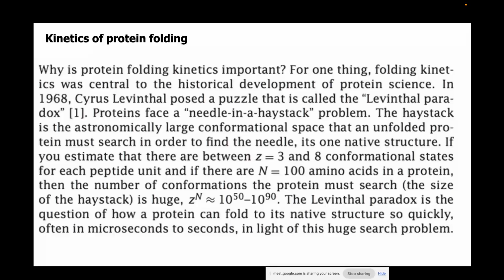In 1968, Cyrus Levinthal, we are going to talk about the Levinthal paradox a little bit later, posed a puzzle that is called the Levinthal paradox. Proteins face a needle in a haystack problem, right? The haystack is the astronomically large conformational space that an unfolded protein must search in order to find the needle, its one native structure. So if you have a sequence of amino acids in a polypeptide chain, that polypeptide chain has to fold in an exact, certain manner to form the protein of desire.